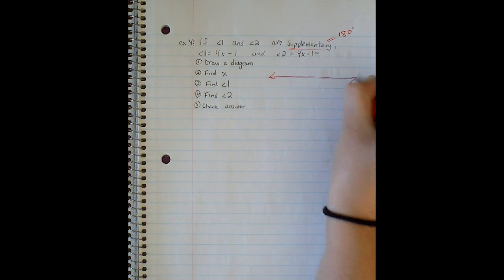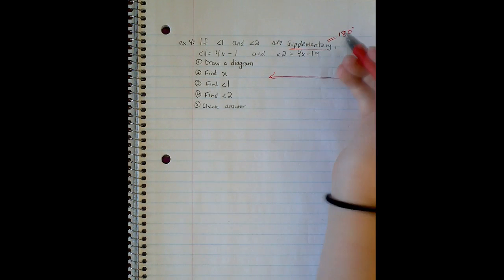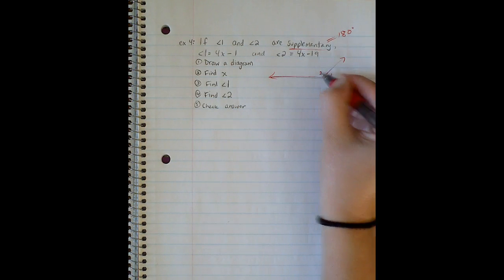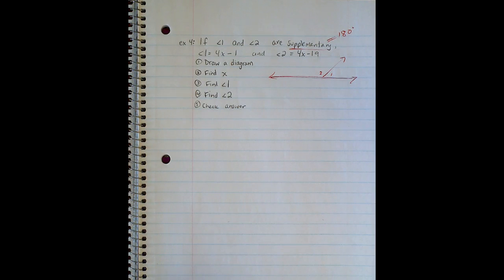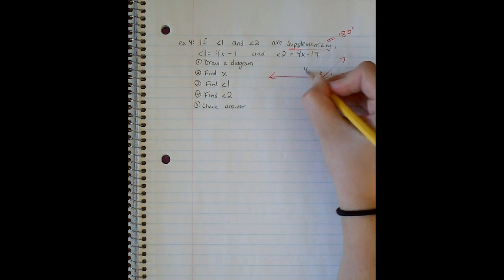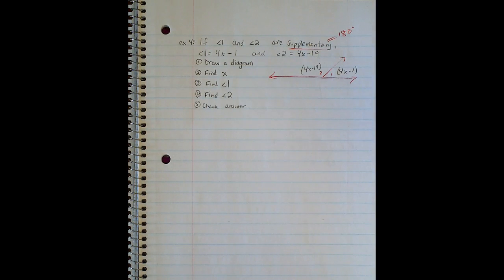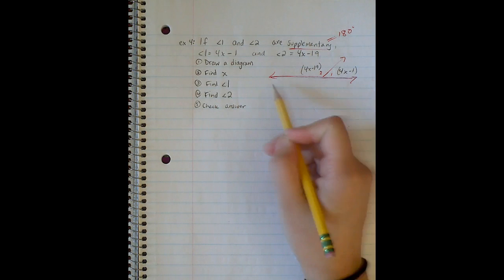right? I'm going to have angle 1 and then angle 2. Doesn't matter if you labeled yours the other way because we don't know what's what right now. So 4x minus 19, 4x minus 1. The diagram just kind of helps you visualize. It is absolutely not necessary on a quiz or a test, but it does help some people see, oh yeah, these two make a straight line, which means 180.